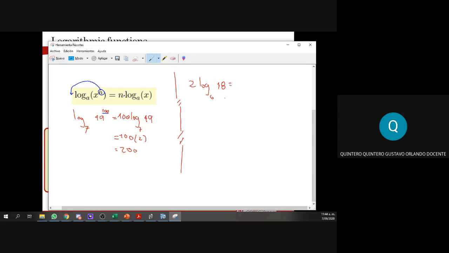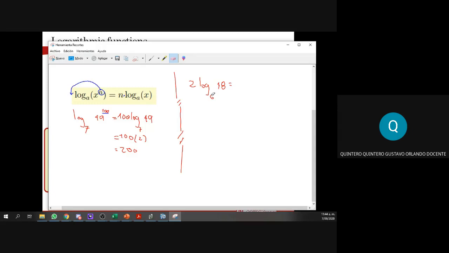Well, you might be saying, let's find the logarithm base 6 of 18. So to what exponent do I elevate the 6 to get 18? I don't know. It's not 2, because 6 squared is 36. It's not 1, because 6 to the 1 is 6. So it's definitely a decimal, 1 point something. So I don't know.